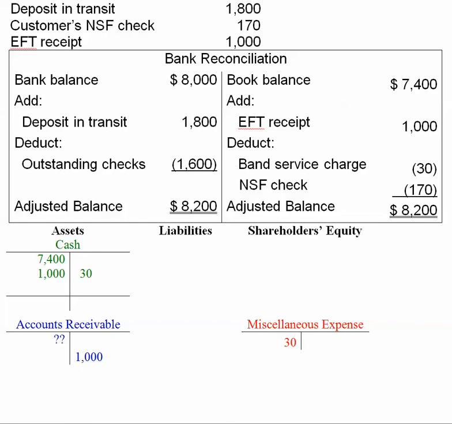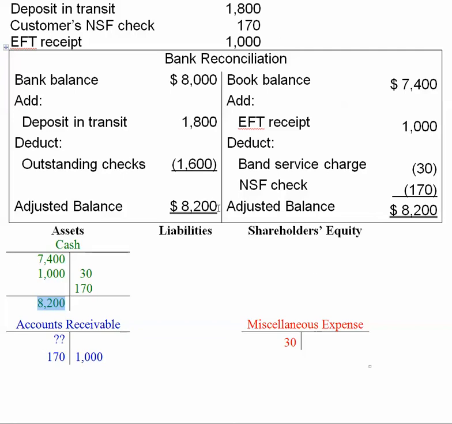Lastly, the NSF check. Now, as a company, I would go back after the customer. Maybe it was an honest mistake, but in any event, at this point, we have to subtract it from our cash. What I would do is add it back into receivables and rebill the customer. In fact, you could probably even argue to pass on this miscellaneous expense by not debiting this, but increasing this to 200. The end result is our cash balance will now have the correct balance of 8,200 in there.